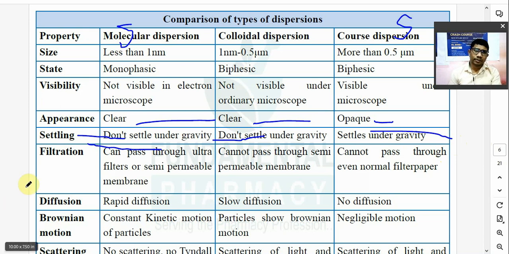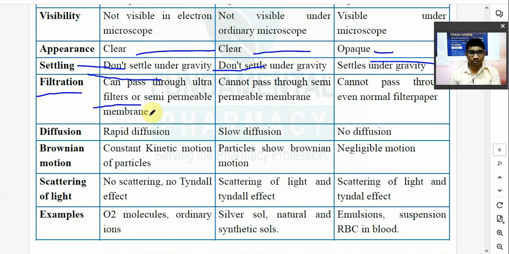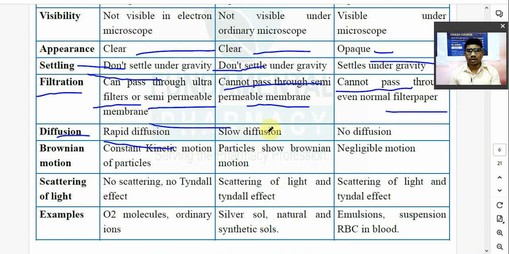Look at filtration, how it filters. Molecular dispersion can pass through ultra filters. Molecular dispersion can pass through a semi-permeable membrane. Colloidal solution cannot pass through a semi-permeable membrane, and suspension cannot pass through even normal filter paper. Look at diffusion. Molecular dispersions are easily diffused, so rapid diffusion is there. For colloidal dispersion it is slow diffusion, but in case of coarse dispersion or suspension there is no diffusion.